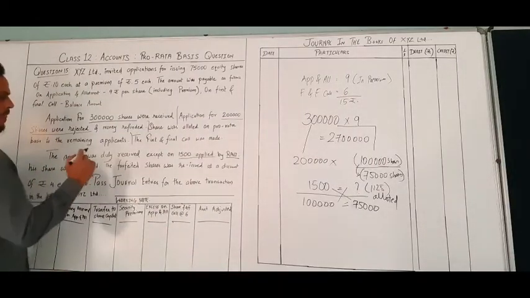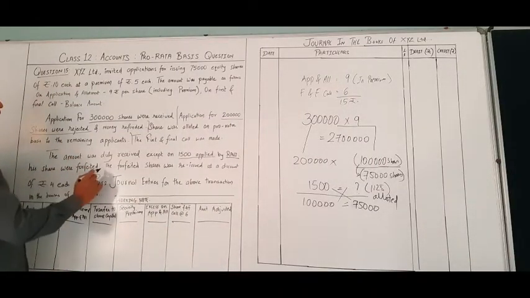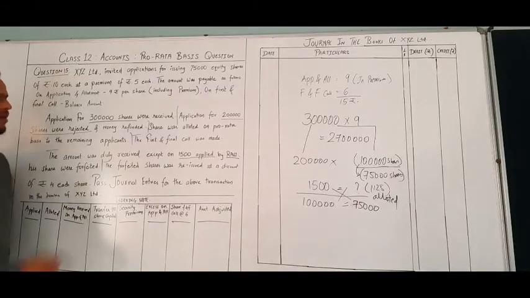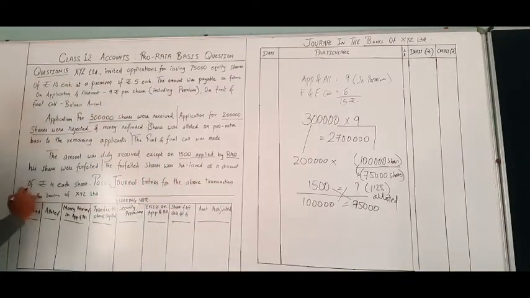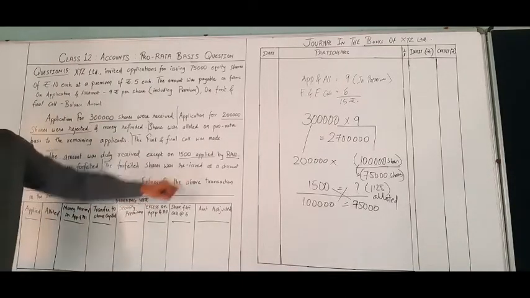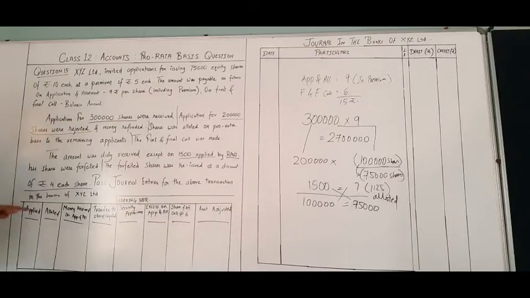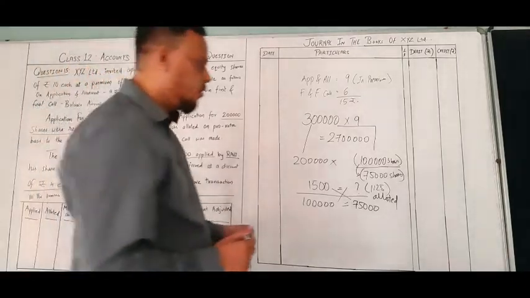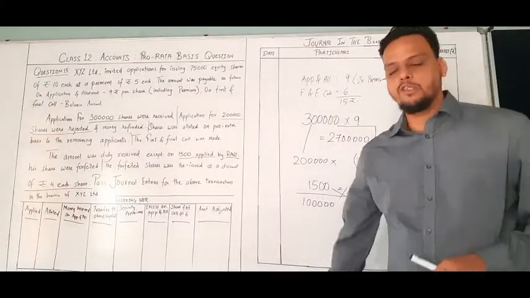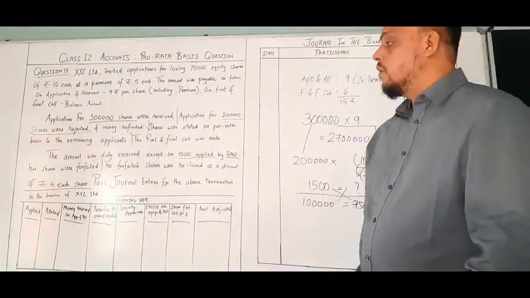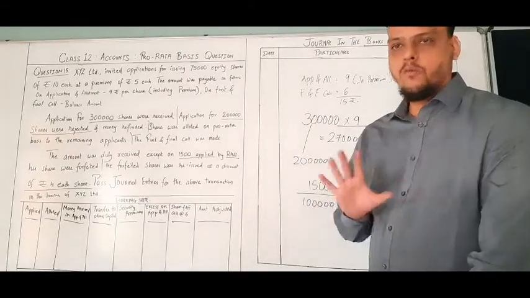Now, his share was forfeited first. The forfeited share was reissued at a discount of some rupees for each share. Pass journal entries for the above transaction in the books of XY Limited. Now, this much of the question has been mentioned to you, but we have to make a certain format.